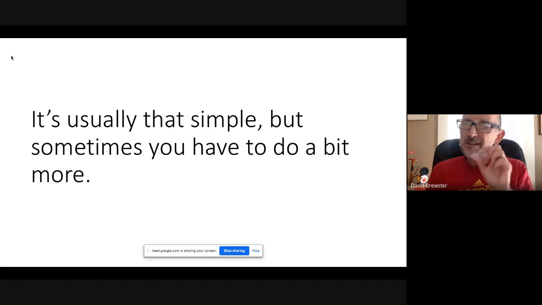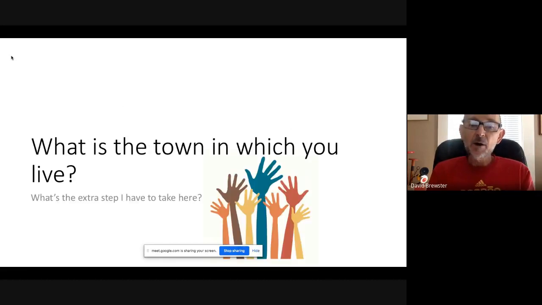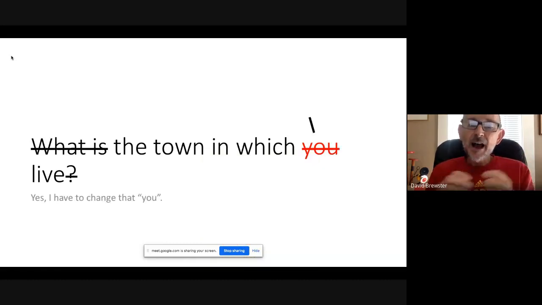But sometimes you have to be a little bit fancier. So it's not hard, but I just want to show you really what sometimes happens. What is the town in which you live? There's an extra step you have to take here. So think about that for a second. What do you have to do here that's a little different? What is the town in which you live? So again, in class we did this. But notice, again, we get rid of the question words and the question mark, but I have to change the "you" to "I," because the question asks, what is the town in which you live? But when you write the sentence, you're not going to call yourself "you," you'll call yourself "I." So we had to change that.